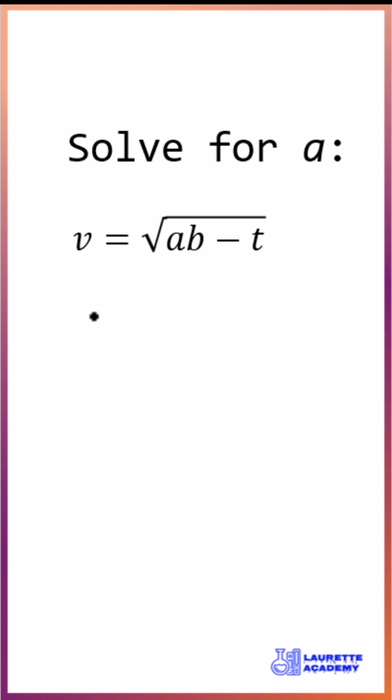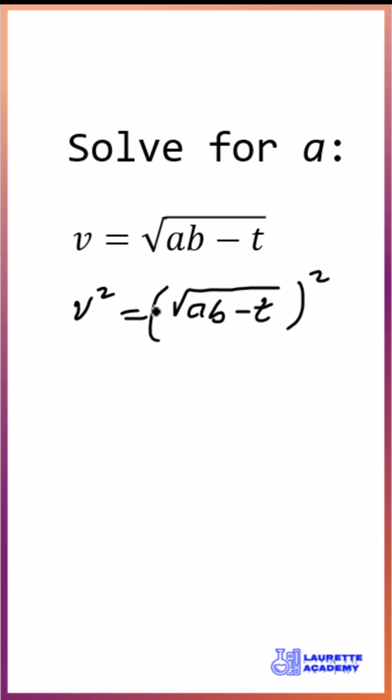So we have to square both sides of the equation. When we square both sides, we'll have that v squared is equal to the square root of a times b minus t, all squared. And when we square that, we'll have that v squared is equal to, this square will cancel the square root sign, and we'll have this equal to a times b minus t. Now we're subtracting t on the right hand side here.